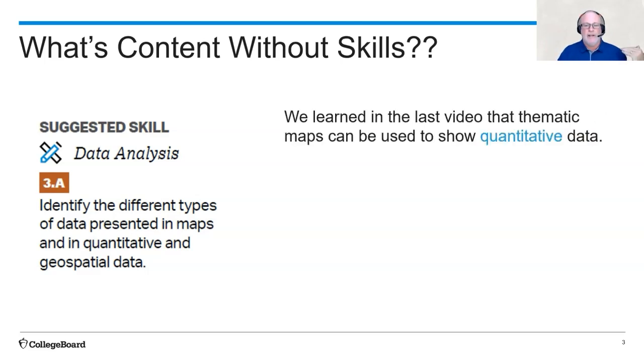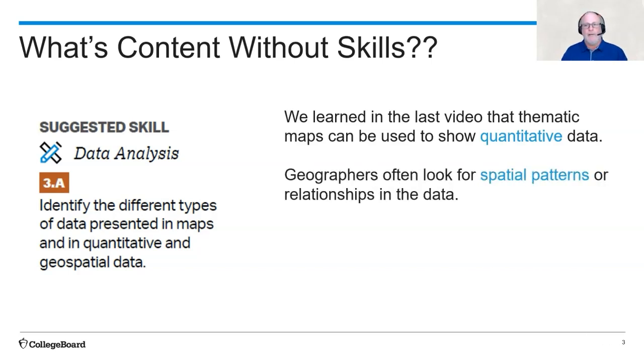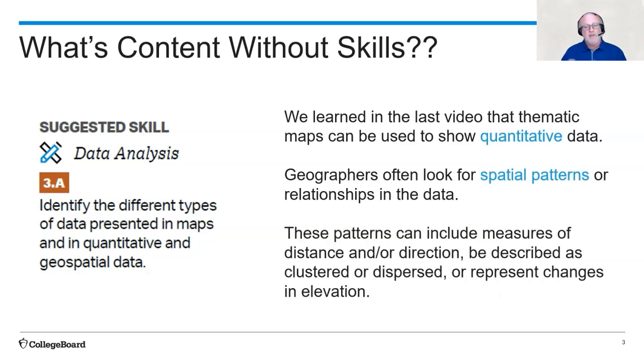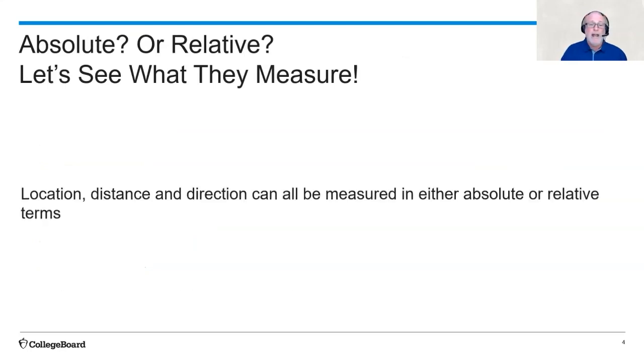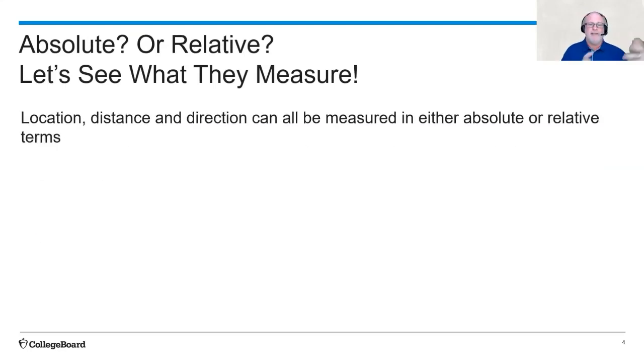So we learned in the last video that thematic maps can show us that quantitative data. Geographers will then look for spatial patterns or relationships in the data that's presented on the map. These patterns can be measuring distance, direction. They can be described as being either clustered or dispersed, or they can represent changes in elevation. Let's take a look at some ways that that can happen. So when we measure location, distance, direction, those can be done either absolutely or relatively speaking.